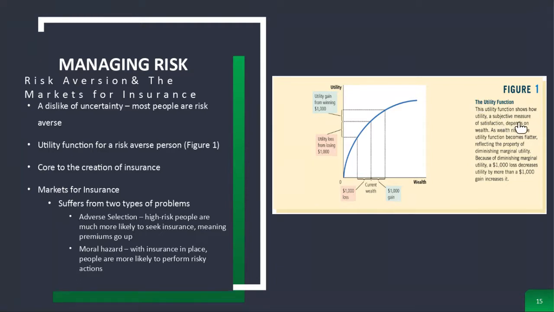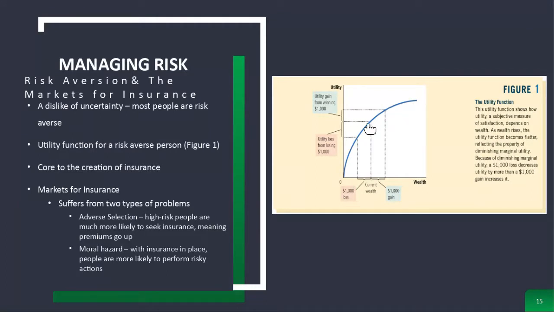This utility function shows how a subjective measure of satisfaction works upon wealth. As wealth rises, the utility function becomes flatter, and this reflects the property of diminishing marginal utility. Now, what we mean by diminishing marginal utility is basically that the additional satisfaction you get from having an additional dollar decreases the more money you have. For example, if you walked in and found $100 just laying on the street, you might be pretty satisfied. But if Bill Gates walked in and found $100 laying on the ground, it wouldn't necessarily be that significant for him because his wealth is so much greater.